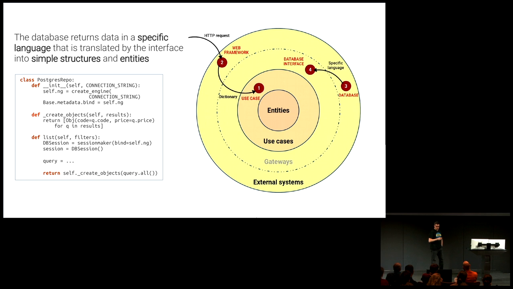The interface maps what the database returns in terms of a specific language into simple structures and entities again. As you can see here, there's a very brief example of an interface towards Postgres. I expose one method, which is list, that accepts some filters. I have a query that depends on these filters, and I am returning some entities.